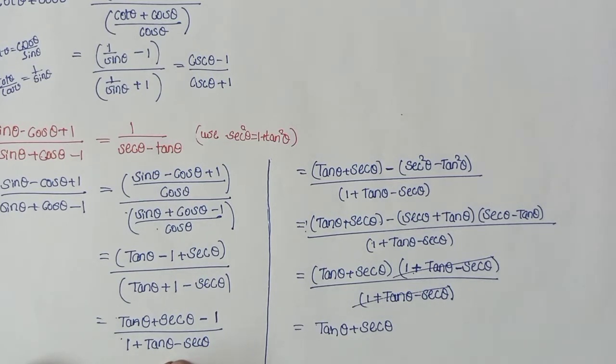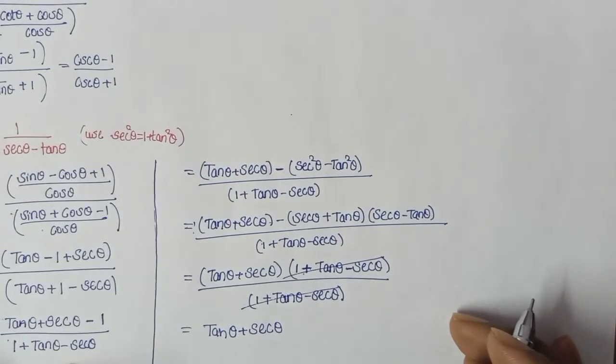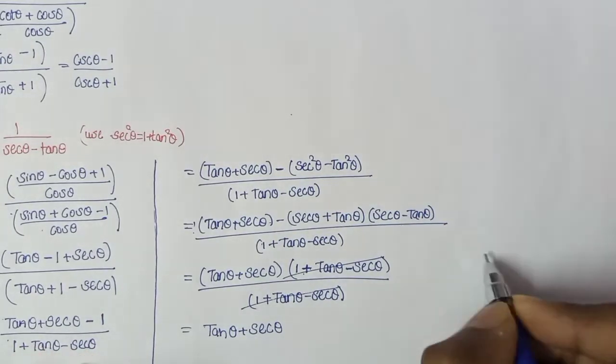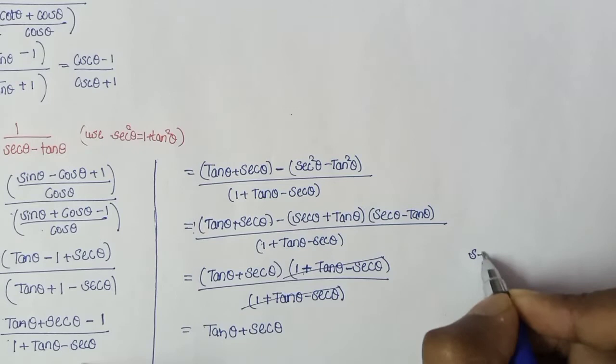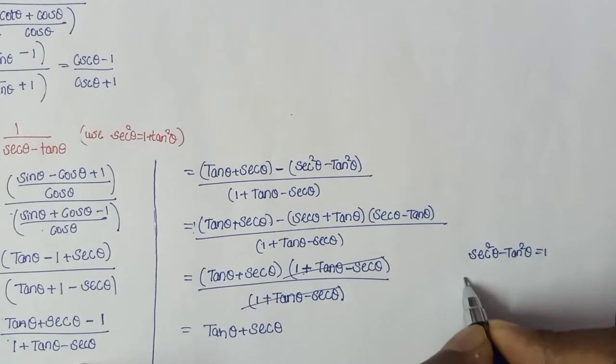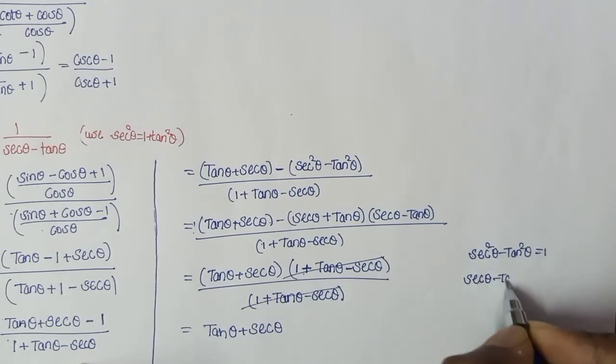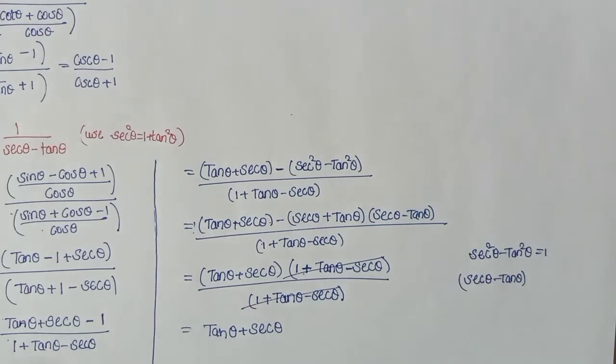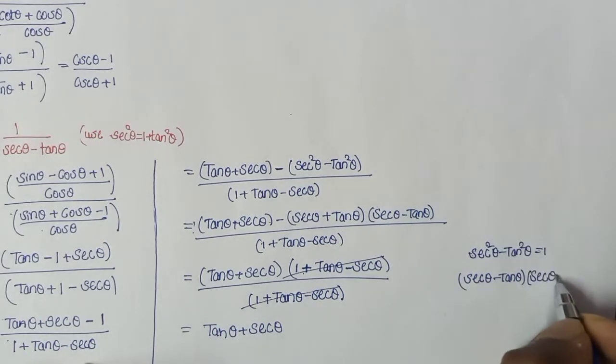If you observe, we have done one problem: cosec theta − cot theta is equal to p, then cosec theta + cot theta is equal to 1 by p. How did we get that? Because these two are in some kind of relation. Here sec square theta − tan square theta is equal to 1, that is (sec theta − tan theta)(sec theta + tan theta) is equal to 1.